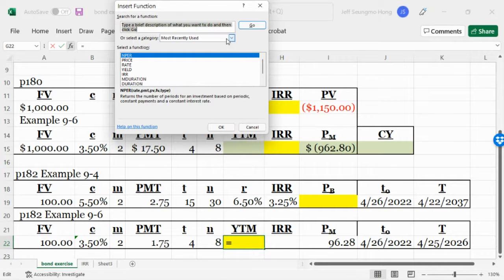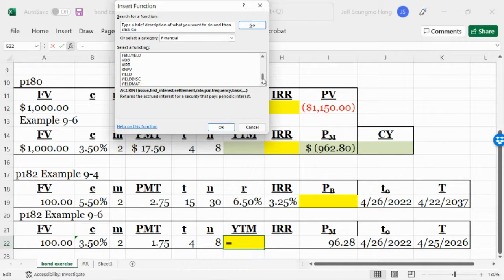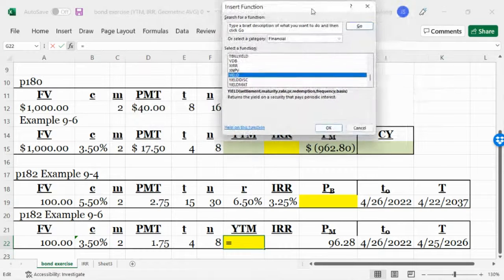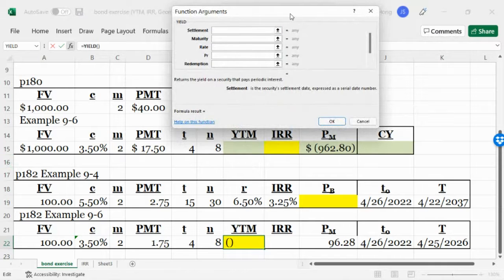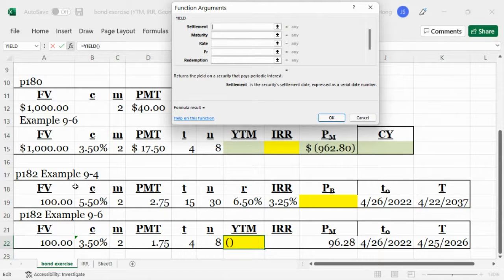So you go to the function, and in the dialog box, of course, whatever comes up is the most recently used, and the yield command was not recently used, so it's not going to show up there. For me, it shows there because I've used it recently. But otherwise, you have to go into the financial category, scroll down to Y, because it's in alphabetical order. So select yield, and then just give it what it's asking for.